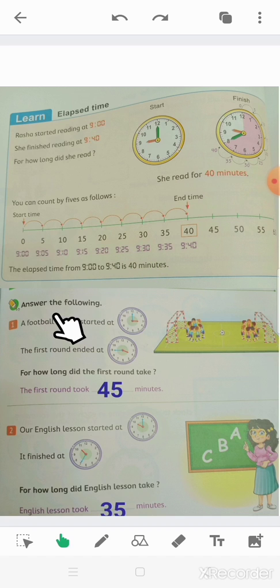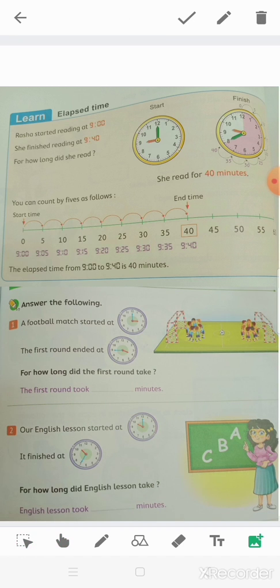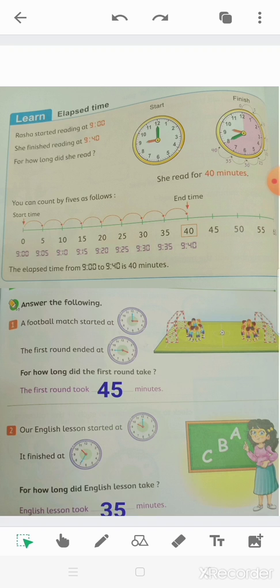Look here, answer the following. A football match started, the start time is 3 o'clock. Let's see the minute hand. It's 45. Why? Because 9 by 5 equals 45 minutes. How long did the first round take? It's 45 minutes.